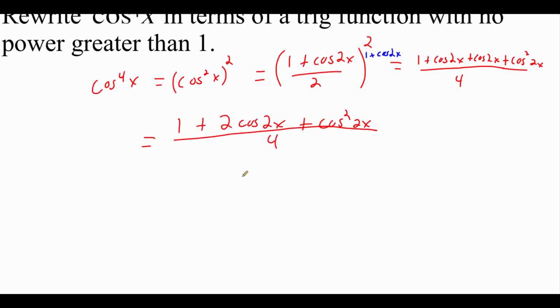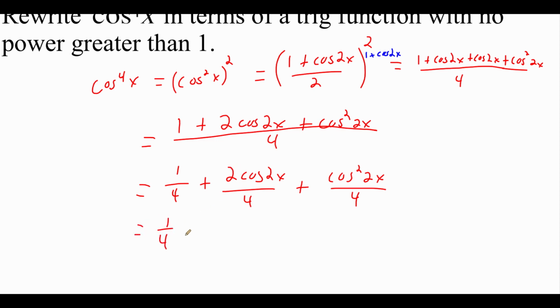Now what I'm going to do in here is split up these fractions. I'm going to take that 1 and put it over the 4, plus 2 cosine of 2x over the 4, plus the cosine squared of 2x over the 4. Now we can reduce down this fraction in the middle. That 2 over 4 is going to reduce down to 1 over 2. So we've got 1/4 plus the cosine of 2x over 2, plus this cosine squared of 2x over 4.